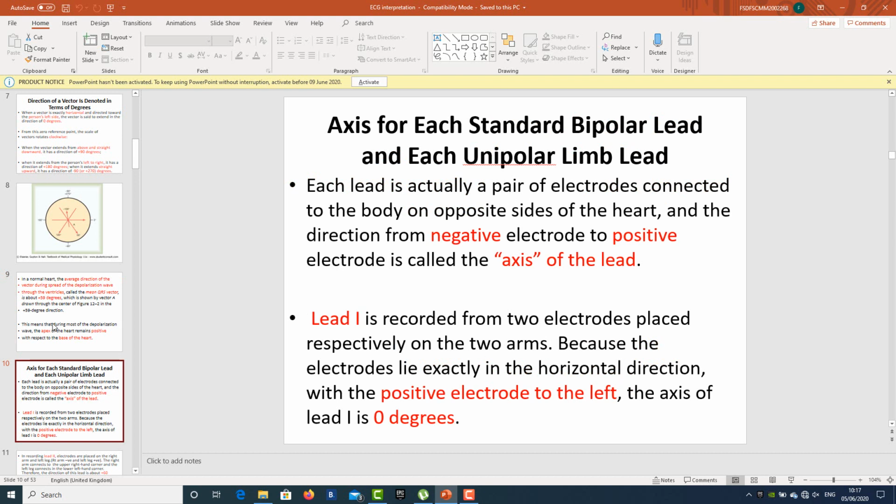Now, this applies to each standard bipolar lead and each unipolar limb lead. Each lead is actually a pair of electrodes connected to the body on opposite sides of the heart, and the direction from negative electrode to positive electrode is called the axis of the lead. Lead 1 is recorded from two electrodes placed respectively on the two arms. Because the electrodes lie exactly in the horizontal direction, with the positive electrode to the left, the axis of lead 1 is 0 degrees.